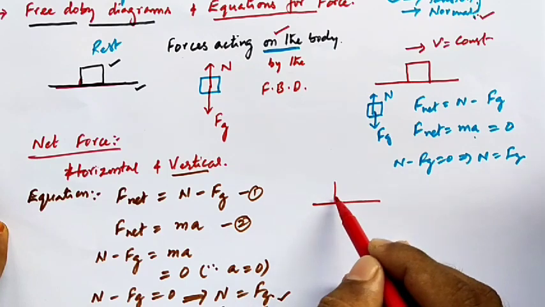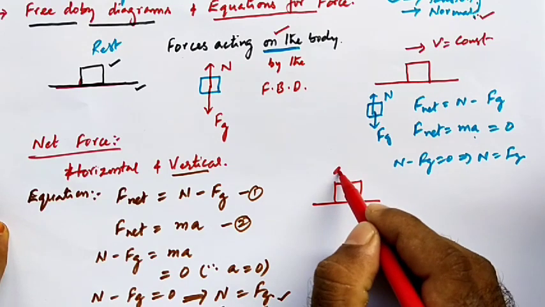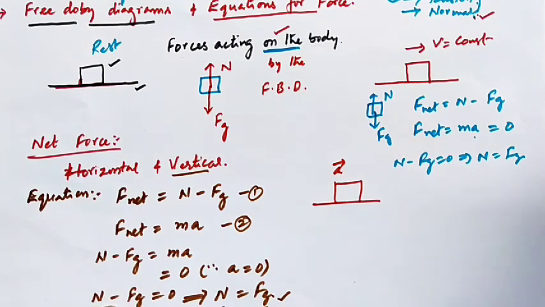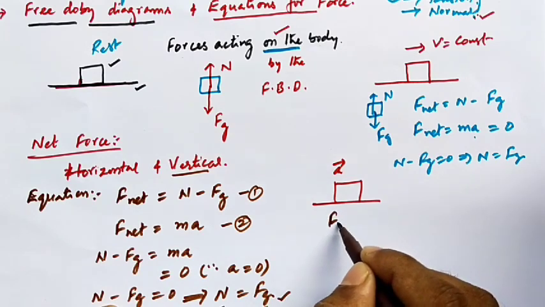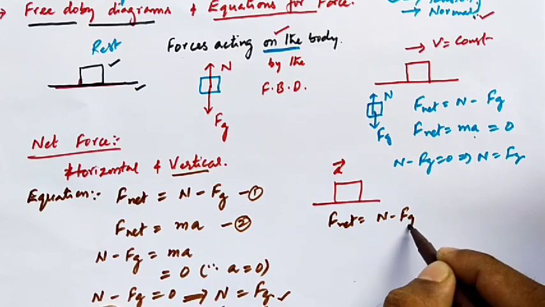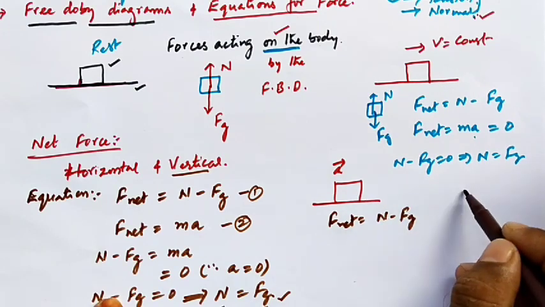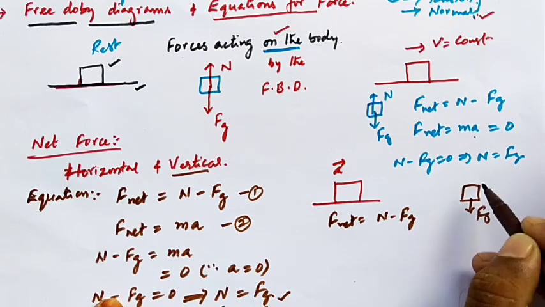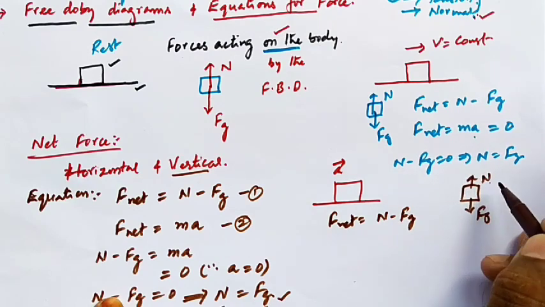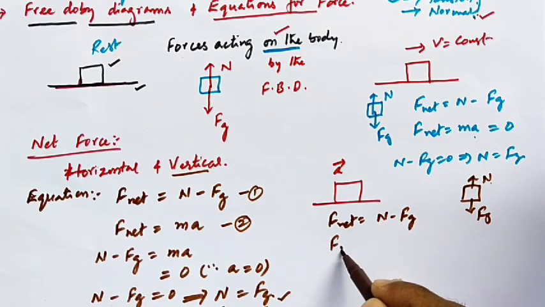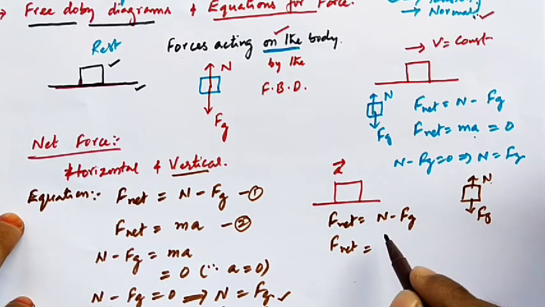Now this is an object. It is moving with an acceleration now. Then what could be the net force in this case? Now F net is equal to N minus Fg. So what is the free body diagram? This is the free body diagram. How many forces are acting? Only 2 forces in this case. Clear? So next, F net is equal to how much?